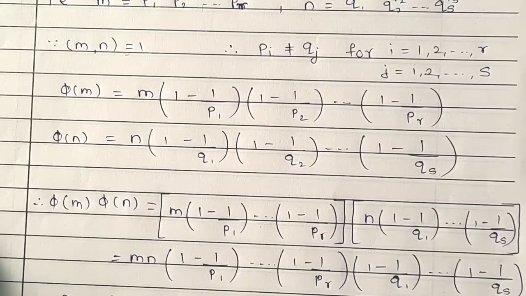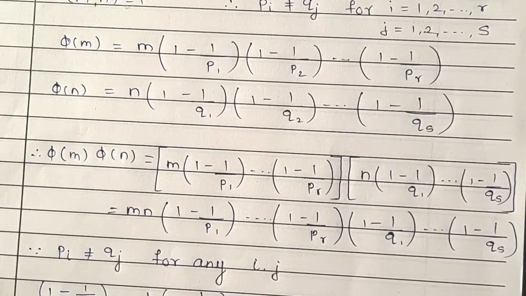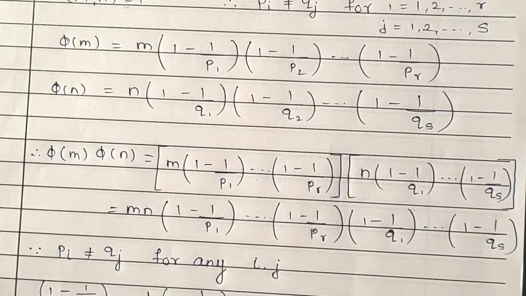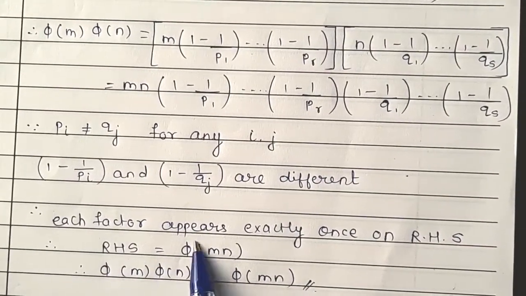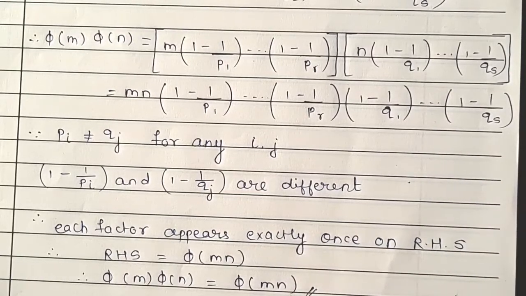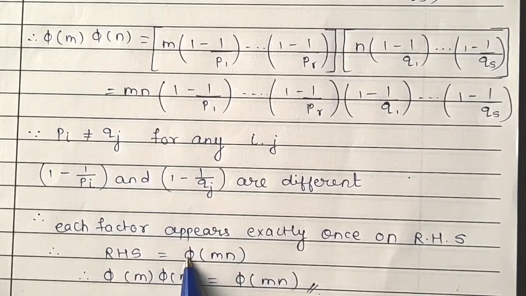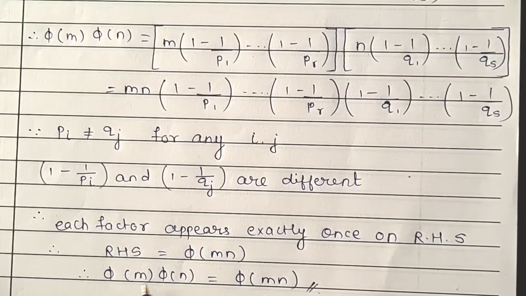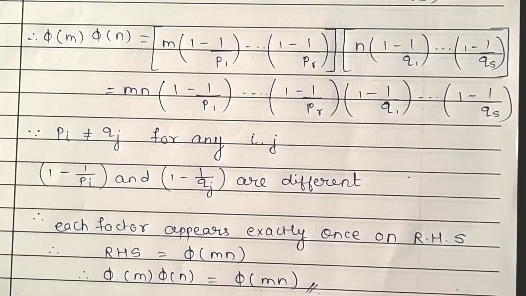Okay, and we have pi is not equal to qj for any i and j. The factors 1 minus 1 upon pi and 1 minus 1 upon qj are different, so therefore each factor appears exactly once. Okay, so therefore this is the value of phi of m into n, and we get phi m into phi n is equal to phi of m n. Okay, that's what we had to show.